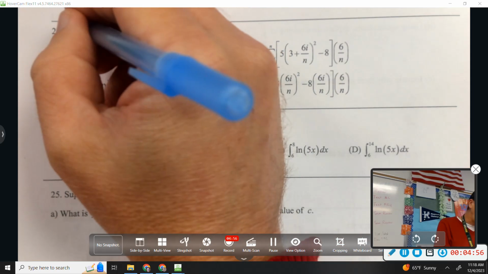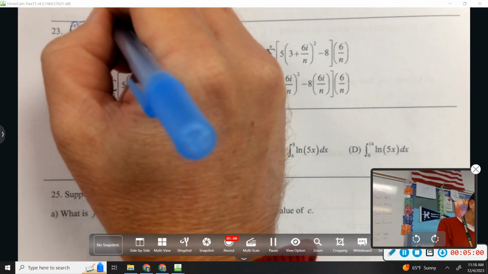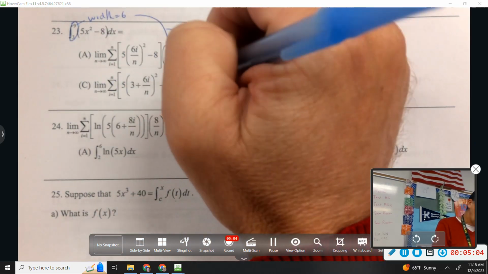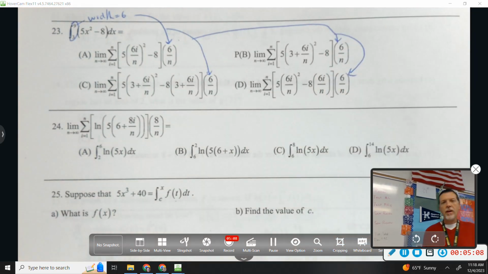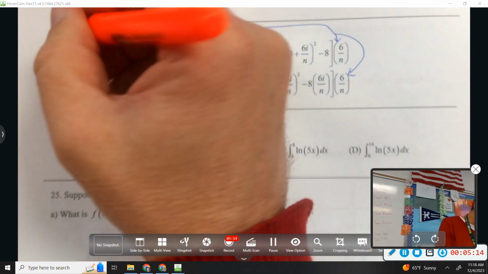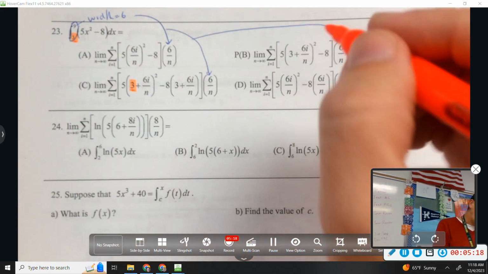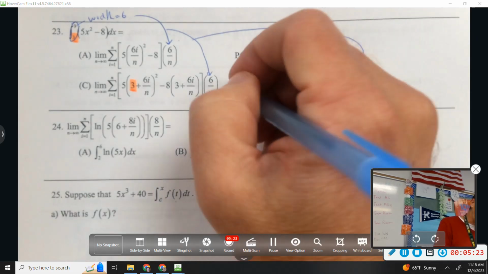And so probably the first thing I'm looking at is from 3 to 9, that width is equal to 6. Uh-oh, that didn't help. They're all 6. All right, that's the first thing I'm looking at, is make sure their widths are 6. Next thing I'm probably going to look at is start at 3. Start at 3. Start at 3. Okay, so I'm down to B or C.